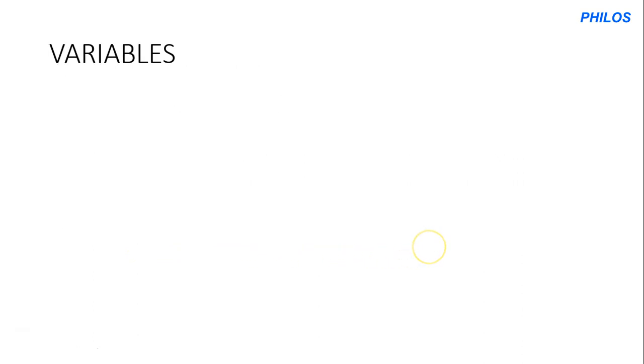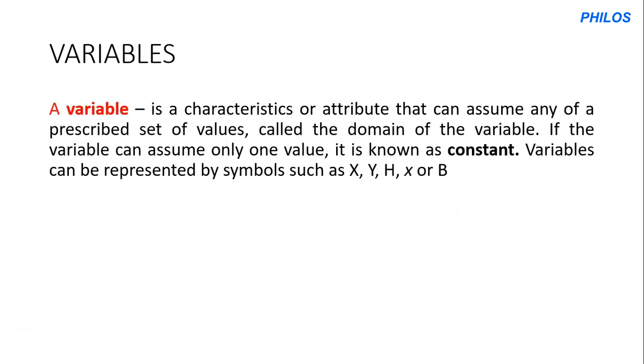That's why, on the basis of a small part of the information, that is the sample. Let's look at what is meant by variables. A variable is a characteristic or attribute that can assume any of a prescribed set of values, called the domain of the variable. So gender is a variable because gender can be male or female. Religious preference is a variable because religious preference can be Christian, Muslim, traditionalist, or anything.